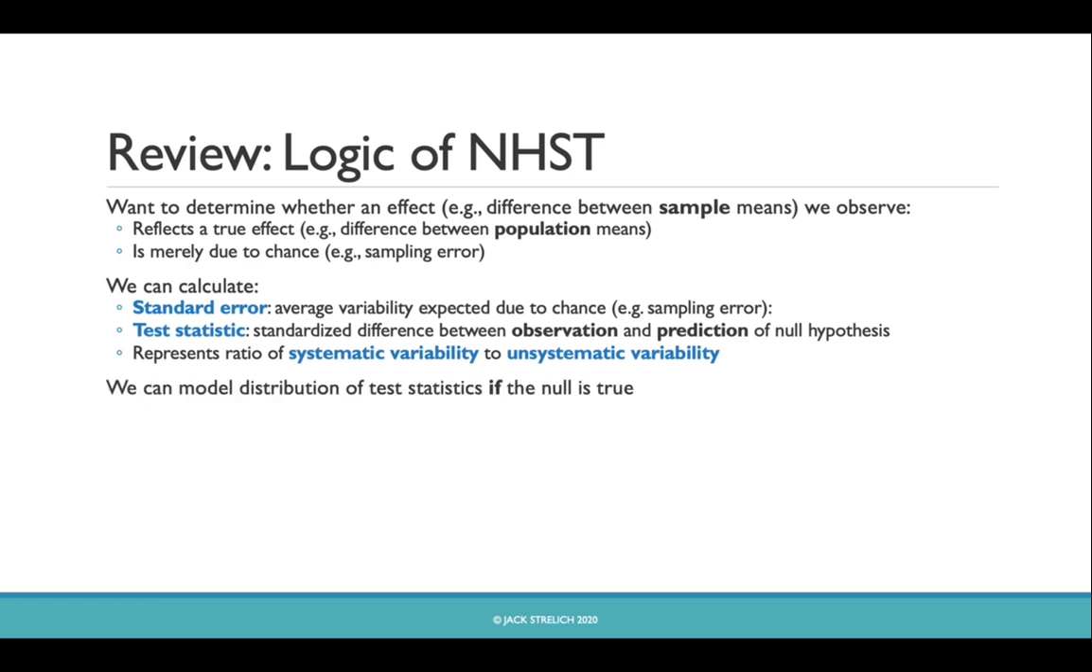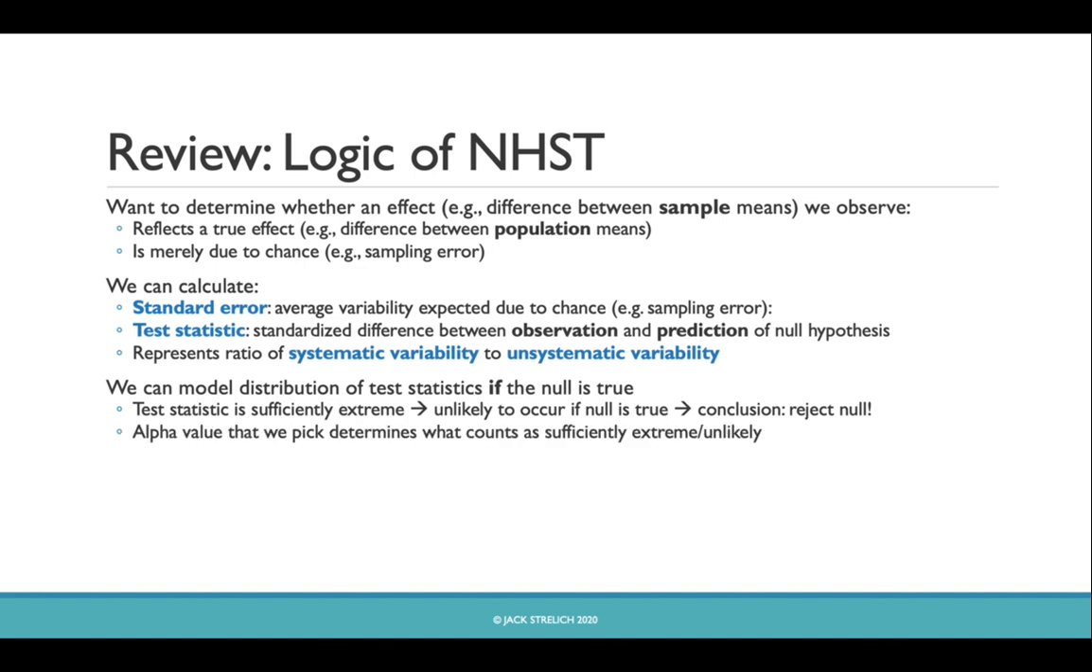Importantly, we can model how test statistics should be distributed if the null is true, and this means that if our test statistic is sufficiently extreme, it is unlikely to occur if the null is true, and therefore we can reject the null. The alpha value that we pick determines what counts as sufficiently extreme or sufficiently unlikely.